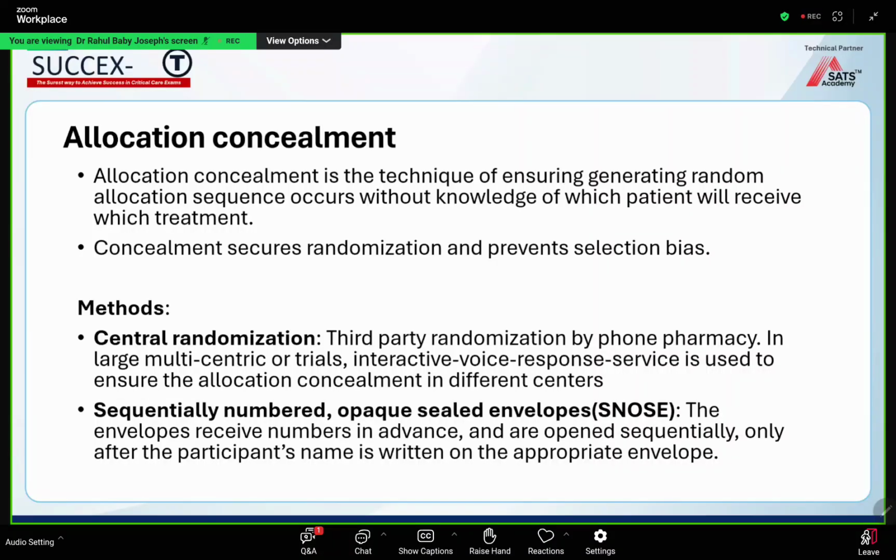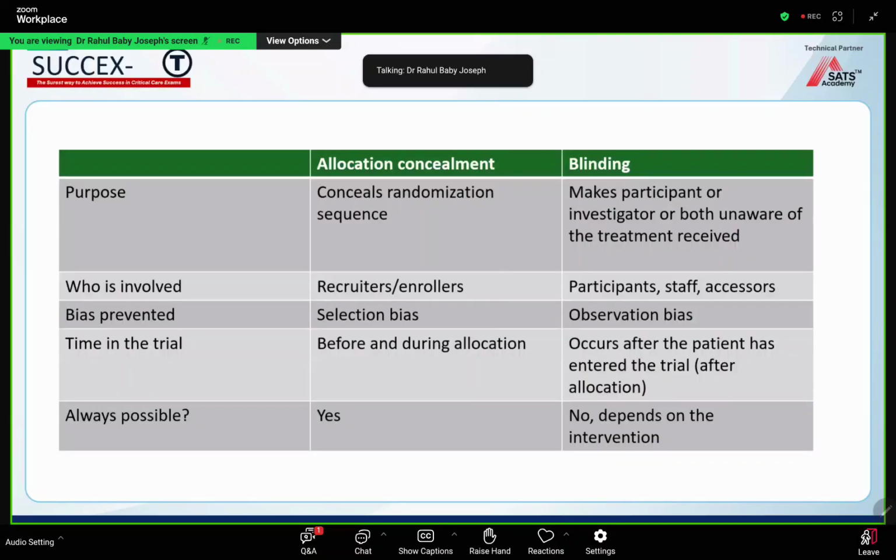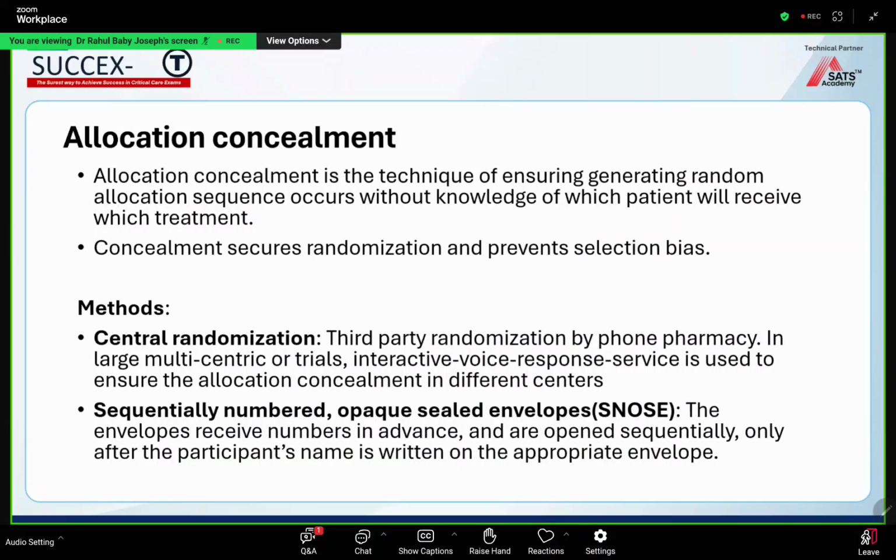Allocation concealment is a technique ensuring that generating the random allocation sequence occurs without the knowledge of which patient will receive the treatment. Concealment actually secures your randomization, and the investigator does not know which patient is in which group.